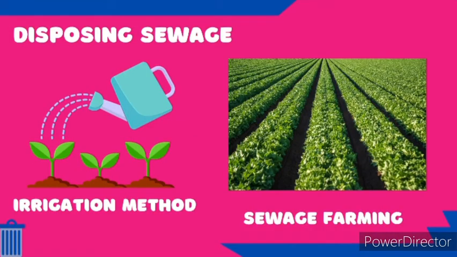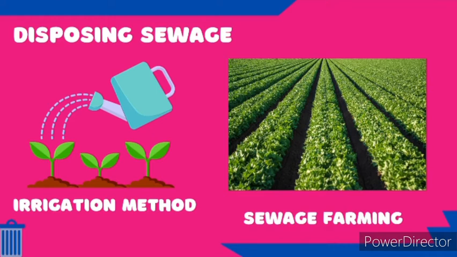We have irrigation method. Now this is spreading sewage on the surface of the ground as a way of supplying artificial water to a dry land. Irrigation is an artificial method of supplying water to a plant or a soil. Now in this case, sewage is used instead of water.